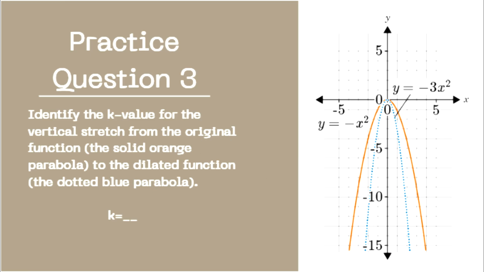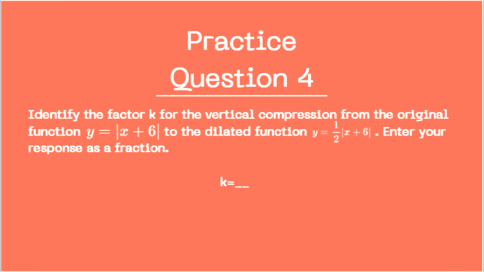Okay, this is actually a lot easier than you would think. Instead of looking at the graph and panicking, look at the formulas. The k value is right there. It's -3.